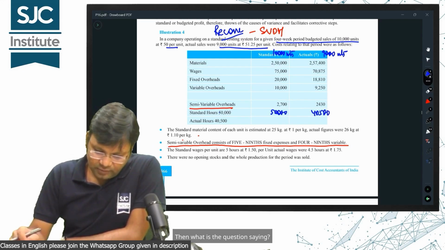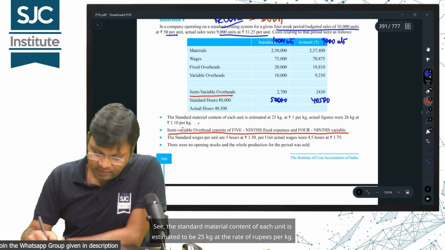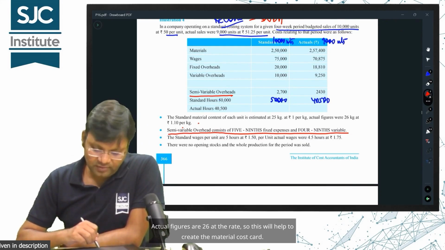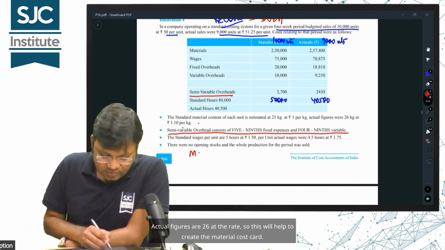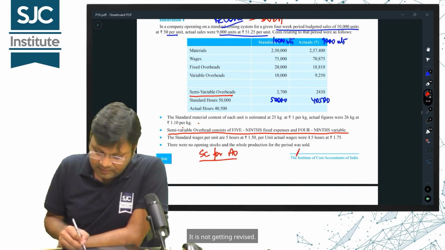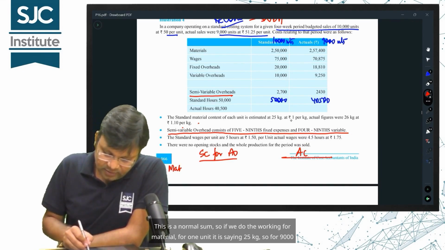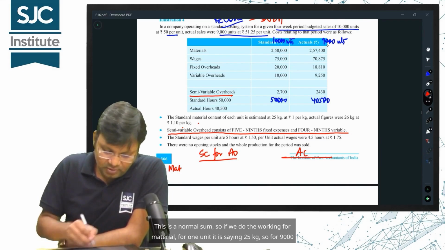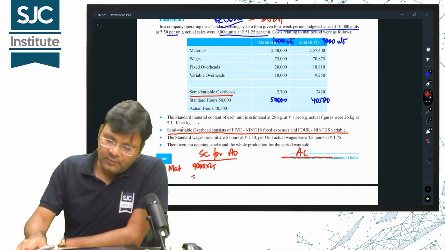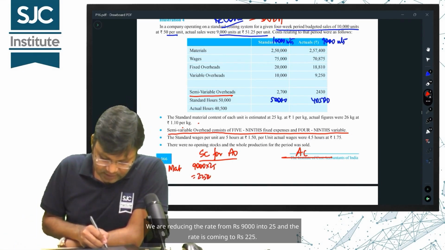Then what is the question saying? See, the standard material content of each unit is estimated to be 25 kilograms at the rate of rupees per kg. Actual figures are 26 at the rate, so this will help to create the material cost card. That is not here. It is not getting revised. This is a normal sum, so if we do the working for material, for 1 unit it is saying 25 kilograms, so for 9,000 units, how much will it be? 9,000 into 25. We are reducing the rate from 9,000 rupees into 25 and the rate is coming to 225 rupees.